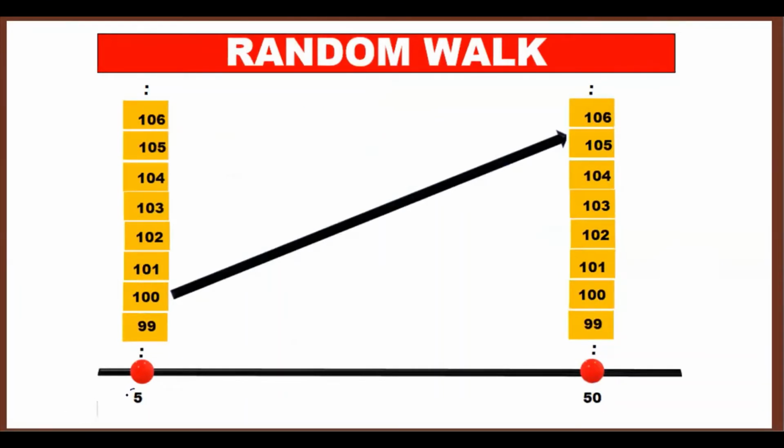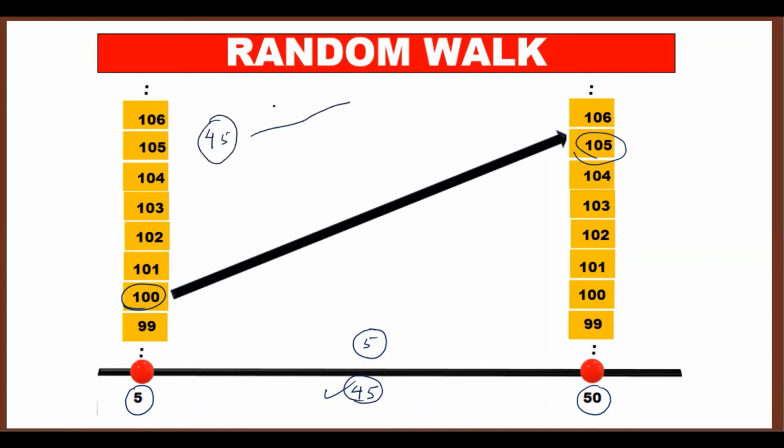Now, is it possible from 50 to 5, 45 games I have to play? And what is the increment I want to get? 5 only. Remember, this is odd, 5 is odd, so it's possible. I can do this way. 45 times I have to play. Out of 45 times I have to win, and I have to lose.